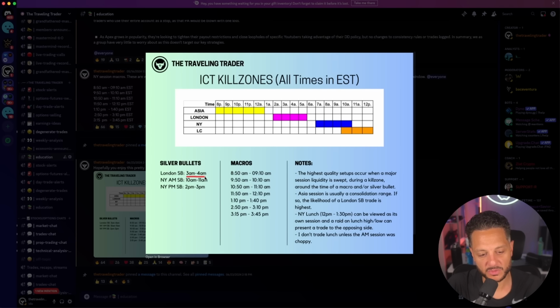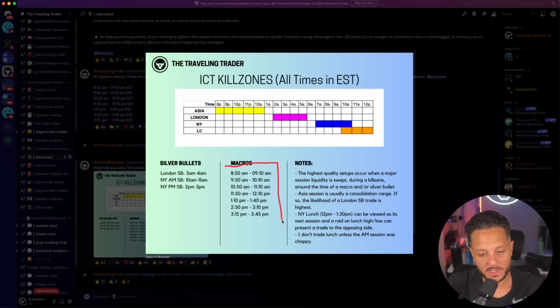There's one that occurs between 3 a.m. and 4 a.m., which is the London silver bullet. There's the New York AM silver bullet between 10 a.m. and 11 a.m., and there's the New York PM silver bullet between 2 p.m. and 3 p.m. It doesn't mean that there aren't trades outside of this. It just means that there is likely going to be one very high probability trade during these timeframes.